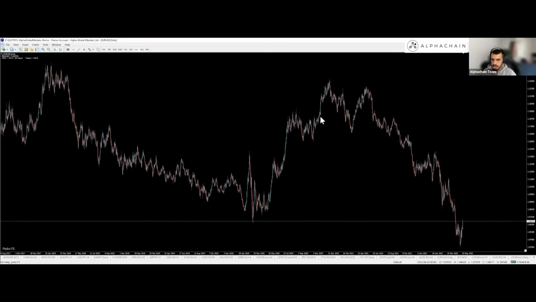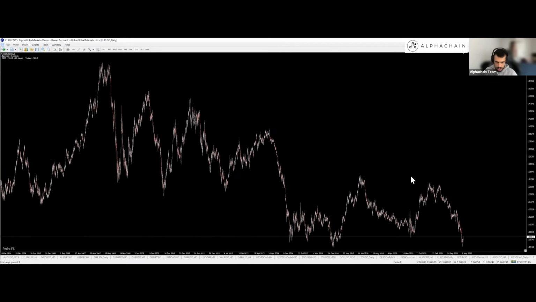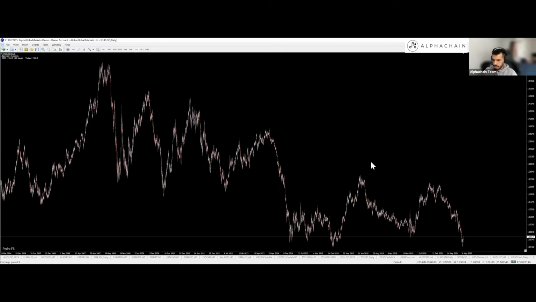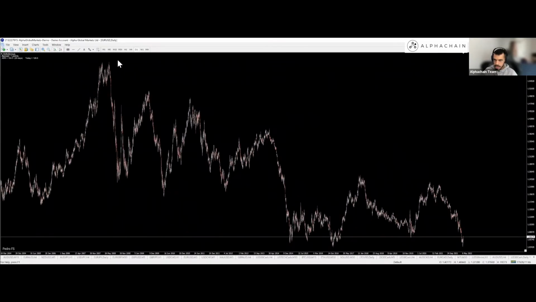My platform is freezing here. What's going on? Okay, so this is the daily time frame. This is Euro Dollar. So if I start from the higher time frame, I may start either from top to down or from the bottom to the top.